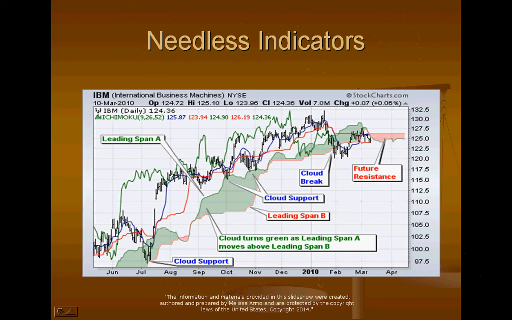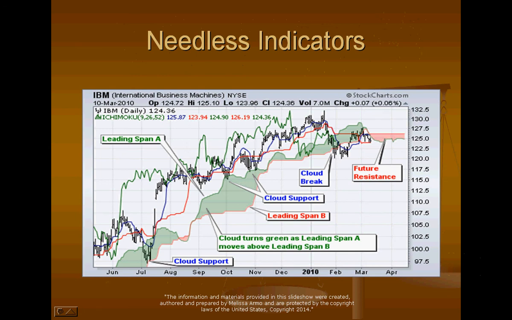This is what my chart looked like. So do you see what I'm saying? It looks like vomit on a chart. Okay, this is what I'm talking about: needless indicators. You don't even know what's going on here in the price. Like you're reading things, is this going to help you trade?